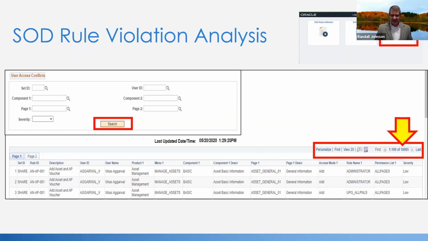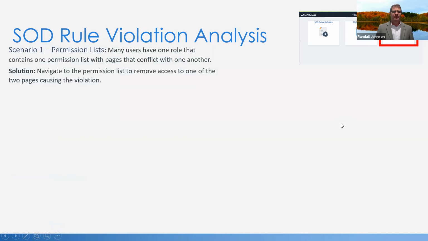Of course, that's going to generate issues, isn't it? But in the real world, this might happen to you. This might happen to you. And so what do we do about it? Well, let's think scenario one. It could be that two pages are in conflict with each other on a permission list.